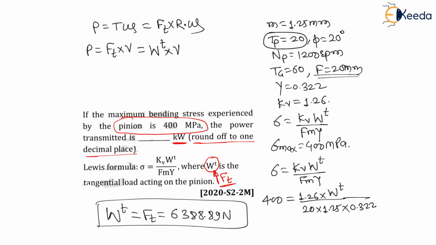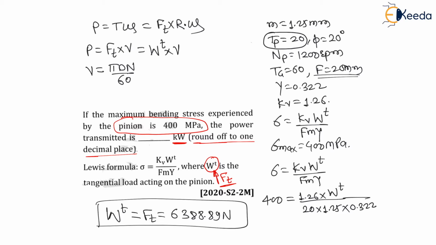Everyone knows that. Therefore we have to find the linear velocity, that is pi D N upon 60. And the diameter is nothing but module times number of teeth, D equals m T. Here, as they are asking for the pinion, and as this stress value is given for the pinion, let us use the data of the pinion, right?